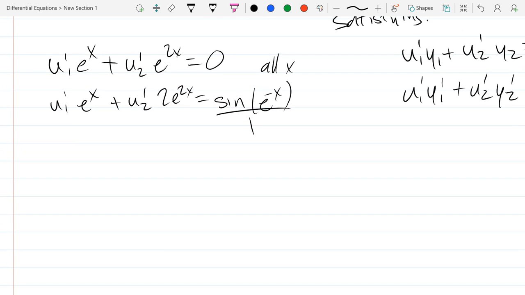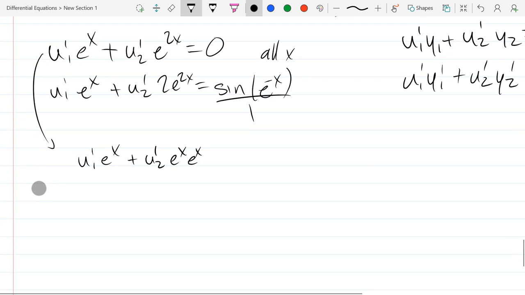So let's work on that first equation. It looks less bad. We've got two equations, two unknowns, so we're going to do our best to solve. Let's rewrite our first equation down here: u1 prime e to the x plus u2 prime e to the x times e to the x. I rewrote e to the 2x as e to the x times e to the x, since adding two x's together gives 2x.